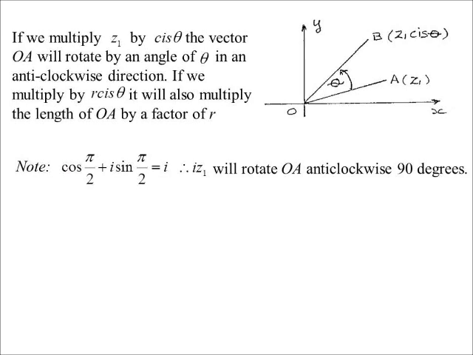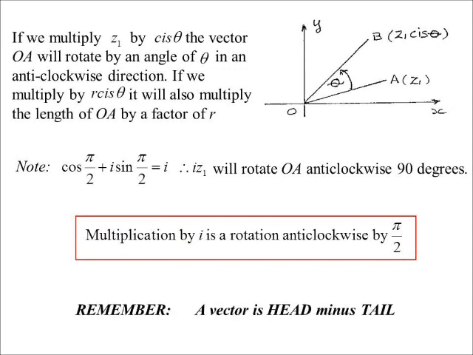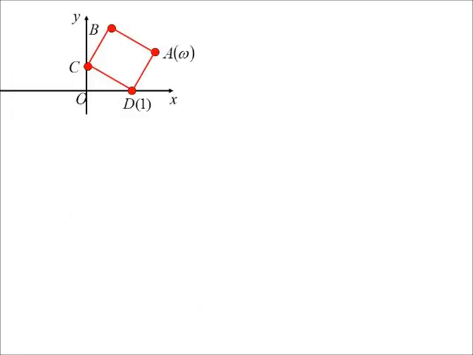Note, and this is the bit about multiplication by i. We know i is cos pi on 2 plus i sin pi on 2. So therefore, iz1 rotates it 90 degrees. The length doesn't change because the modulus of i is 1. Its argument is pi on 2, and that's why we rotate it 90 degrees. So there it is. Multiplication by i, rotation anti-clockwise by pi on 2. We'll see that a lot, I think. Remember, a vector is head minus tail. Head minus tail. Let's play with this one.